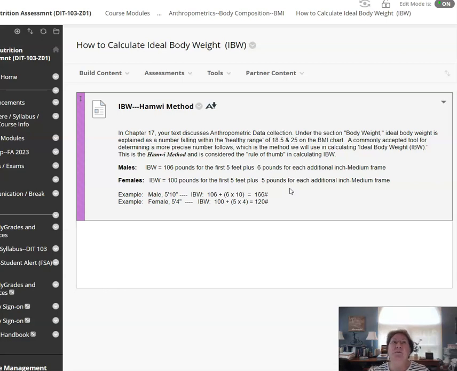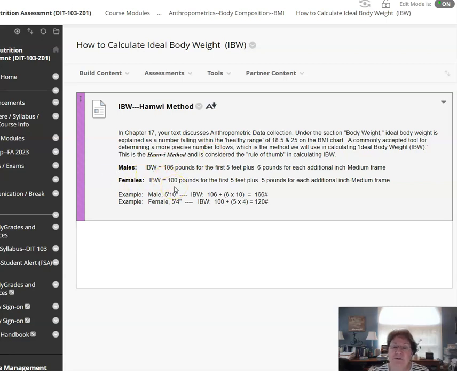For all of our calculations this semester, we're going to be thinking in terms of medium frame unless the instructions tell you otherwise. All right, let's use an example. For a female who is 5 foot 4 inches, we again start with 100 pounds, and this person is 4 inches over 5 foot, so we multiply 4 times 5, and that gives us 20 pounds. We add that on to 100. This person then has an ideal body weight of 120 pounds.